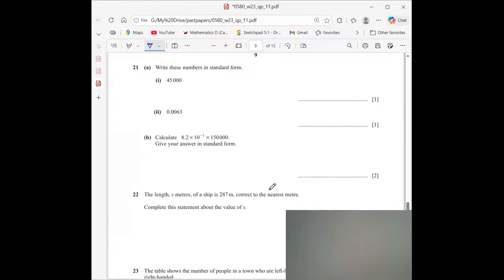Here we have question 21 next. Write the numbers in standard form. So how can we do this? It can be a piece of cake, a very simple question. So you just ponder on it, and we will be solving it shortly.